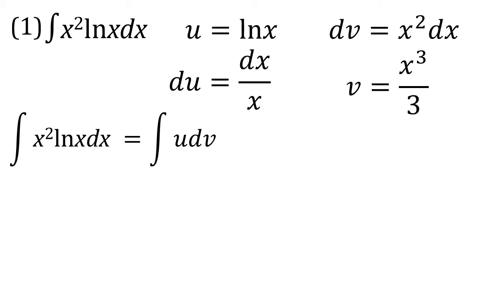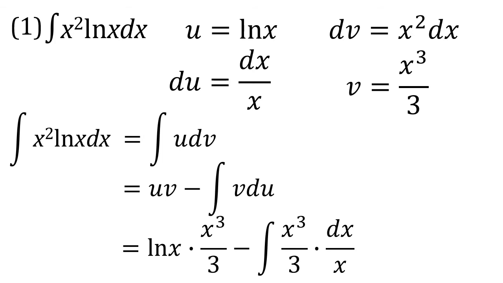The integral of x squared ln x dx is equal to the integral of u dv. And the integral of u dv is equal to uv minus the integral of v du. Now let us substitute our u, v, and du. So we're going to have ln x times x cubed over 3 minus the integral of x cubed over 3 times dx over x. As you can see, u is our ln x, times v, which is x cubed over 3, minus the integral of v du, where v is x cubed over 3 times du, which is dx over x. I hope you get that.